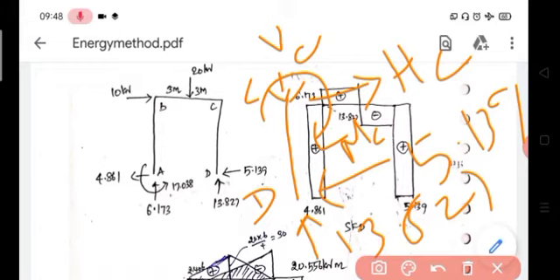Applying the vertical equilibrium equation, summation of V is equal to 0, means Vc is equal to Vd, that is 13.827. Vd is in the upward direction, Vc is in the downward direction. Then apply the second equilibrium equation, summation of H equal to 0. Hd acts towards the left, Hc is in the right direction, so Hc is equal to Hd is equal to 5.139. Then apply the third equilibrium equation, summation of moment about point C or point D equal to 0, any point, and find the value of Mc.